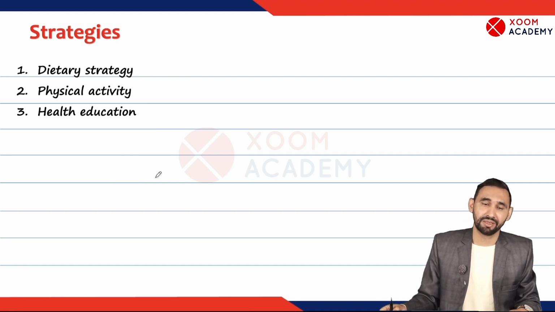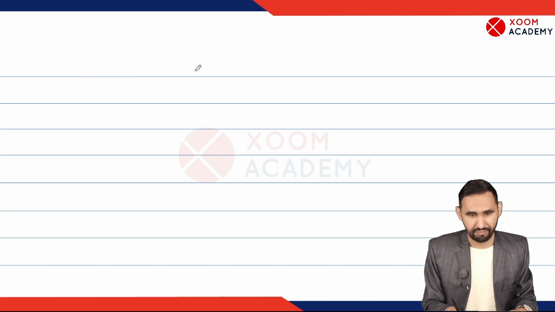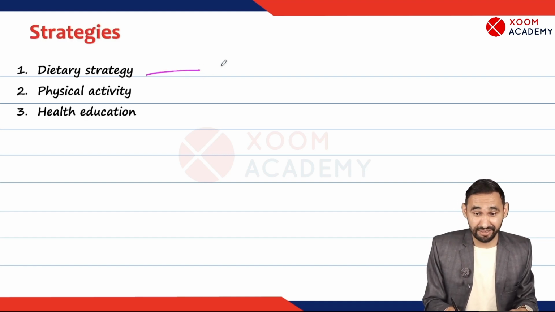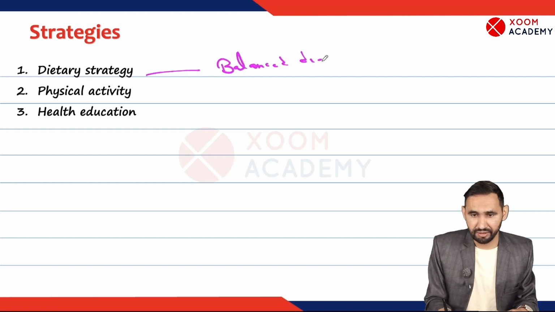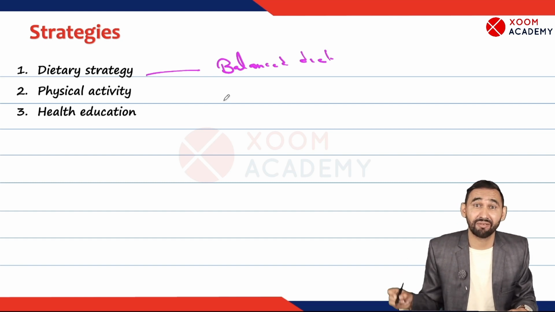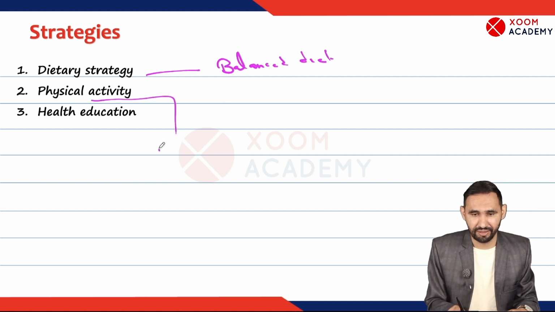These strategies are adopted. Dietary strategy. We have to control diet. How? Balanced diet is important. Increase intake of fiber, homemade food, fruits, vitamins, minerals. We should reduce the intake of fats. And physical activity: walk, we can do walk. There should be running. Regular exercise is mandatory.